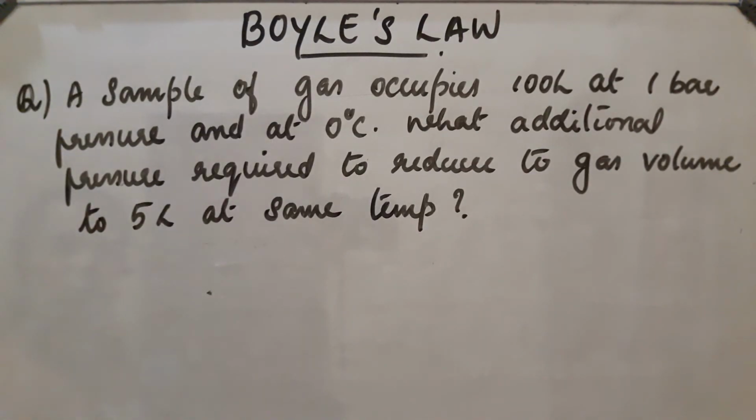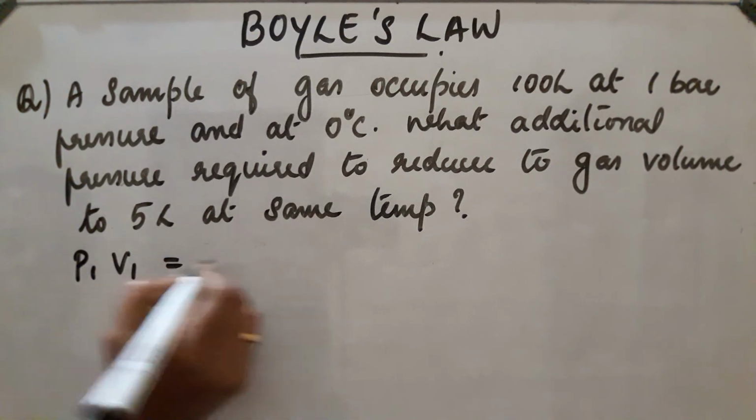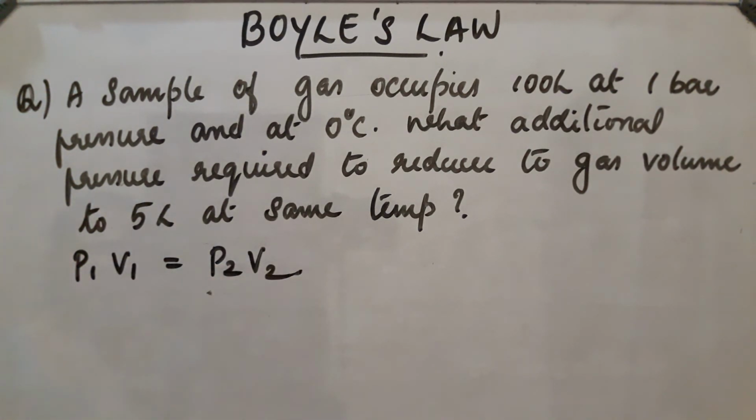Question: a sample of gas occupies 100 liters at 1 bar pressure and at 0 degrees Celsius. What additional pressure is required to reduce the gas volume to 5 liters at the same temperature? So at constant temperature the process is taking place. According to Boyle's law, we know P1 V1 is equal to P2 V2. At constant temperature P is inversely proportional to V.